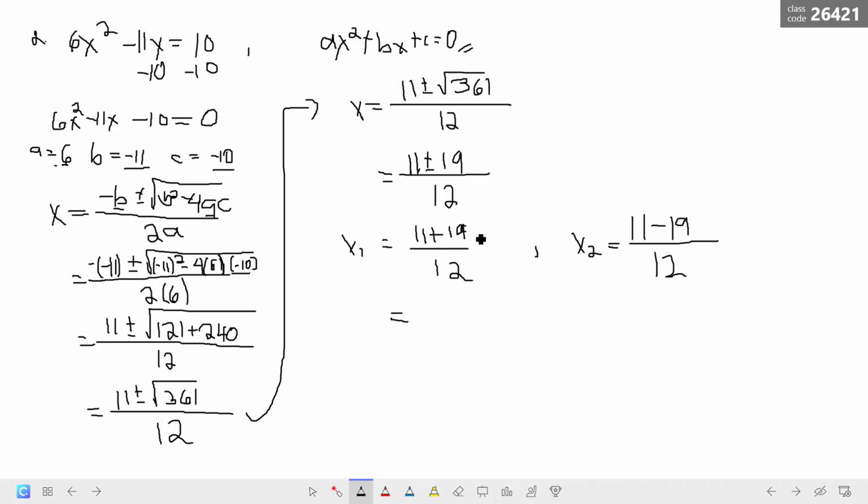Okay, so this is like sign. If we add integers with like signs, just add. It will become 30 over 12. 30 over 12. What number divides 30 and 12? The number that divides 30 and 12 is 6. Okay, so 30 divided by 6 will be 5. 12 divided by 6 is 2. And this is now our root 1.